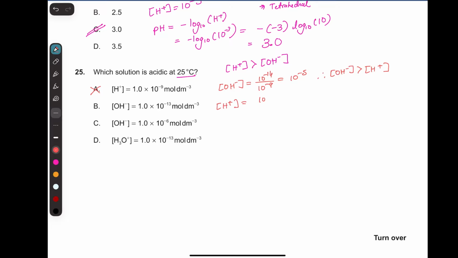Next one, OH minus ion concentration is given. Find H plus. 10 to the power minus 14 divided by 10 to the power minus 13 gives you 10 to the power minus 1. 10 to the power minus 1, of course, is bigger than 10 to the power minus 13. So this is true, and the answer would be option B.